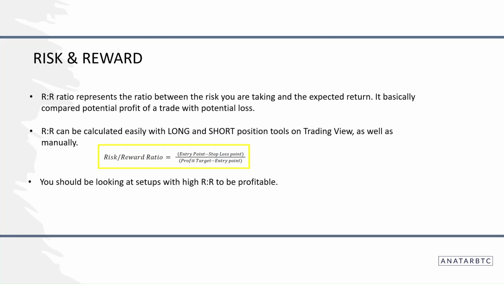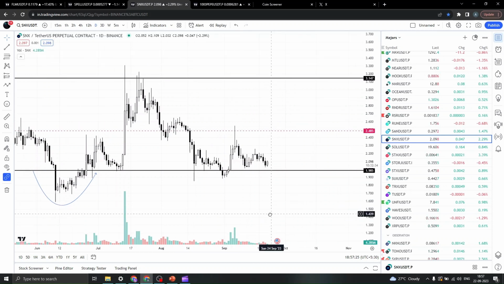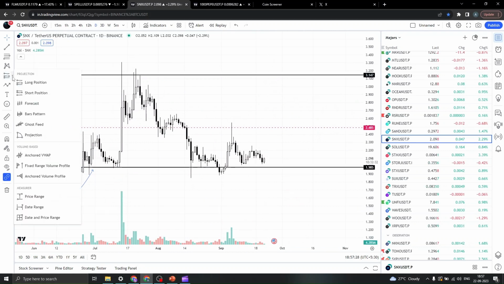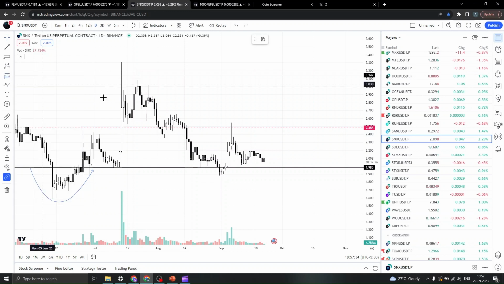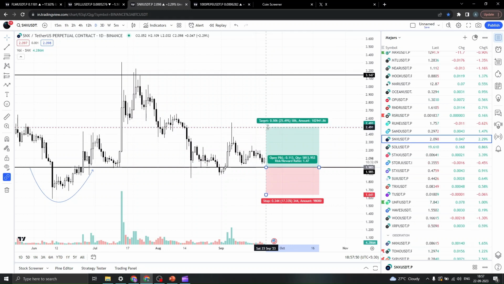First, let's go to the chart to see how to use long and short. So again, for this example, we are considering the same SNX chart that we saw earlier. Now, in this side toolbar, we can see we have the long position and short position tool. I'm considering a long position idea, so I have chosen long. Now, how do I use it? I simply click at the point from where I want to take the entry. It is going to draw a long position tool. Now, where I want to take my TP, I will drag this green box to that point.